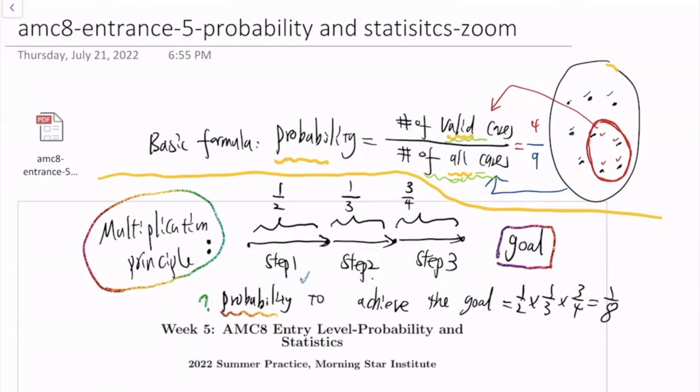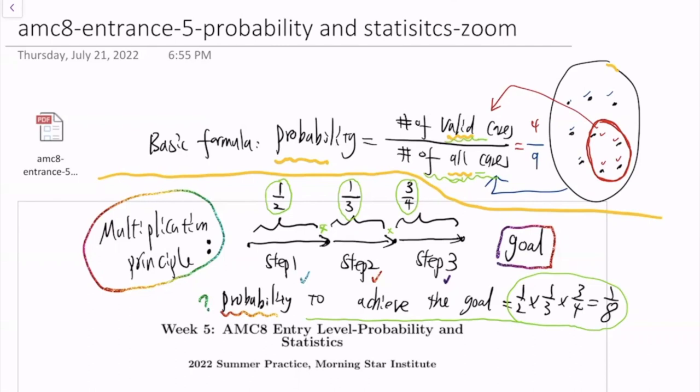Here, we say three steps: step one, step two, and step three. Let's say the probability to achieve step one is 1/2. Now, after step one is done, based on step one, the probability to get step two is 1/3. And then based on step one and step two, the probability to get step three is 3/4. Then the final probability to achieve this goal will be the multiplication of these three probabilities together. For this case, what we get is 1/8. So this is the multiplication principle for probability. Essentially, it's the same as the multiplication principle in the counting problem.